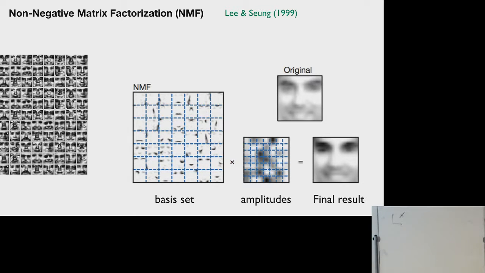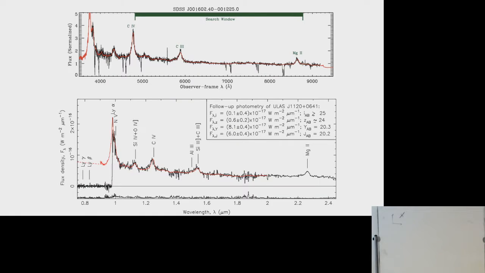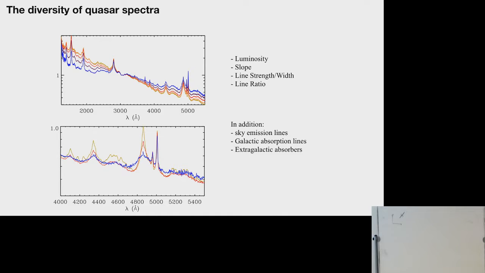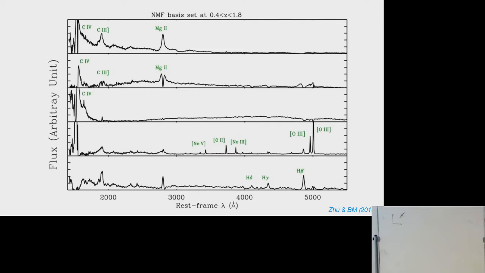Okay, so I'm going to show you one astronomical application of this. We are going to use 1D objects, quasar spectra. Quasar spectra come with a lot of variability. They have different slopes, different emission line shapes, different line ratios, and so on. So describing them has some complexity. What one can do is take thousands of quasar spectra, all aligned in rest frame, and apply this non-negative matrix factorization technique to get a basis set.